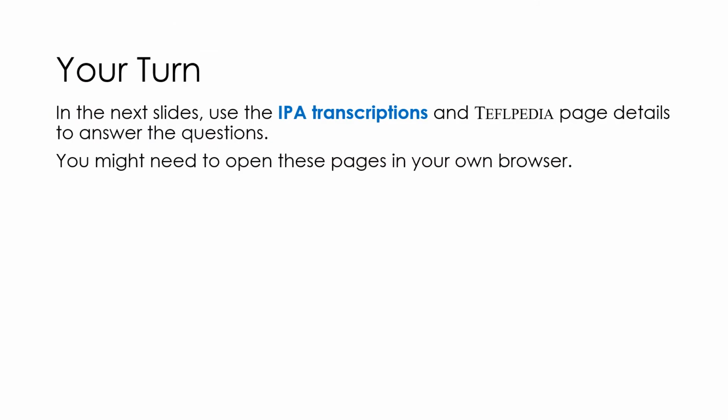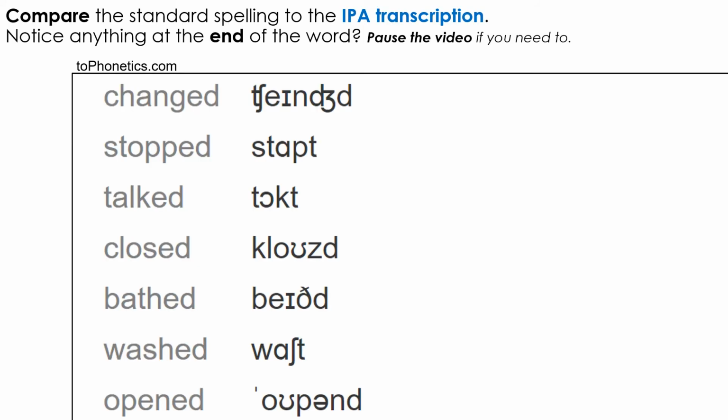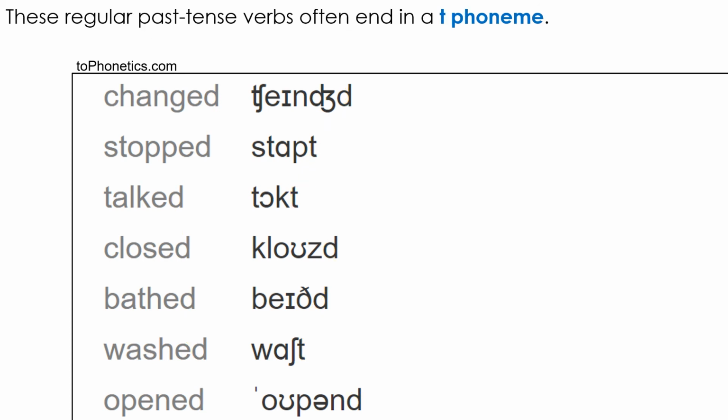In the next slides, use the IPA transcriptions and Teflpedia page details to answer the questions. You might need to open these pages in your own browser. Compare the standard spelling to the IPA transcription. Notice anything at the end of the word? Pause the video if you need to. These regular past tense verbs often end in a t phoneme.